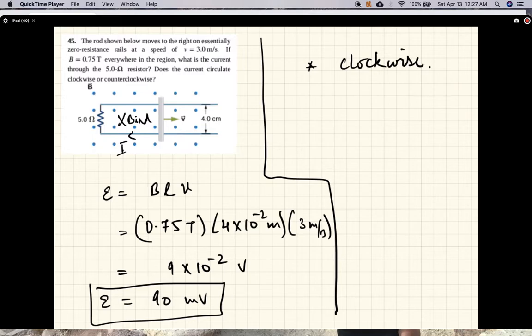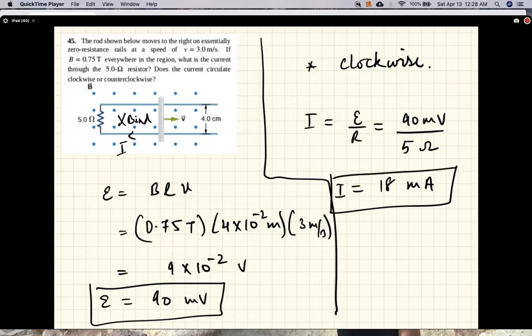So that takes care of the direction of the current. The current is the induced EMF divided by the resistance, 90 millivolts divided by the 5 ohm resistor, and that's 18 milliamps. So the induced current is clockwise and it's 18 milliamps. That takes care of this problem.